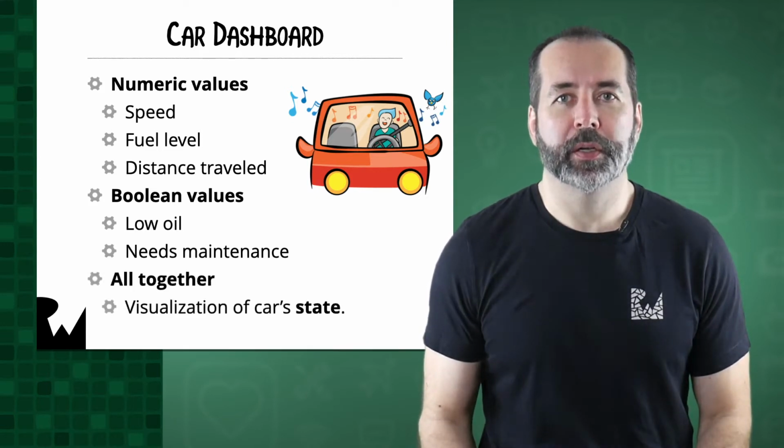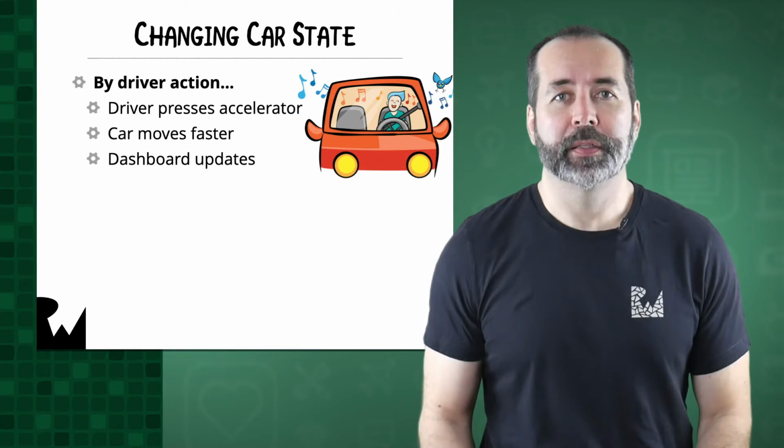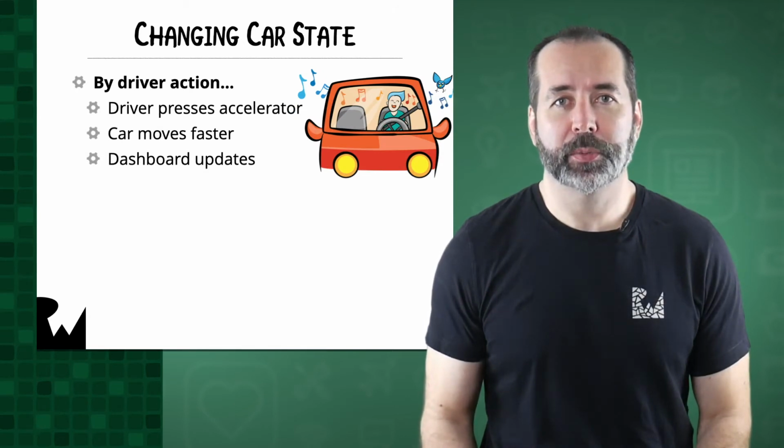So the information on a car's dashboard, such as speed, fuel level, whether or not the car needs maintenance, taken all together, is a visualization of the car's state. Keep in mind that the dashboard isn't the car's actual state. It's just a visualization of it.